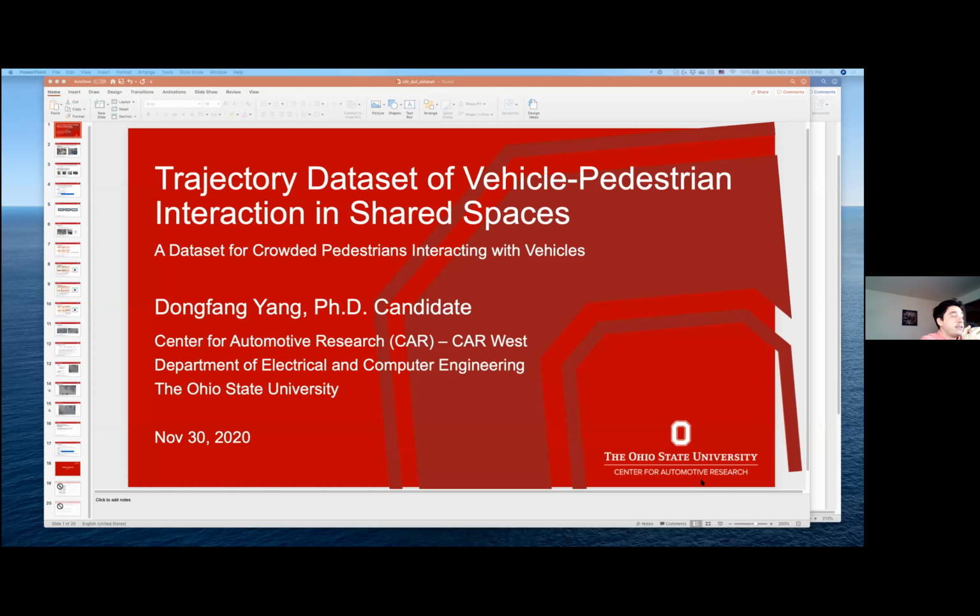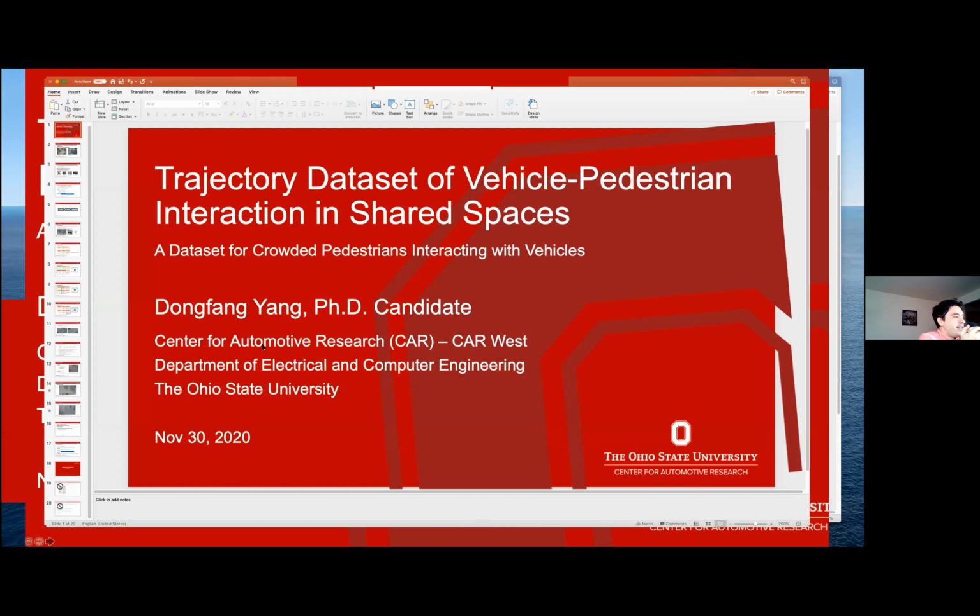Next talk is about data sets for vehicle pedestrian interactions. And the presenter will be Dongfang Yang. I introduced Dongfang in our first session, but let me do it again. Dongfang is an amazing PhD student in our group, and he will graduate very soon. So we are very sad about that. Dongfang, you can begin when you are ready.